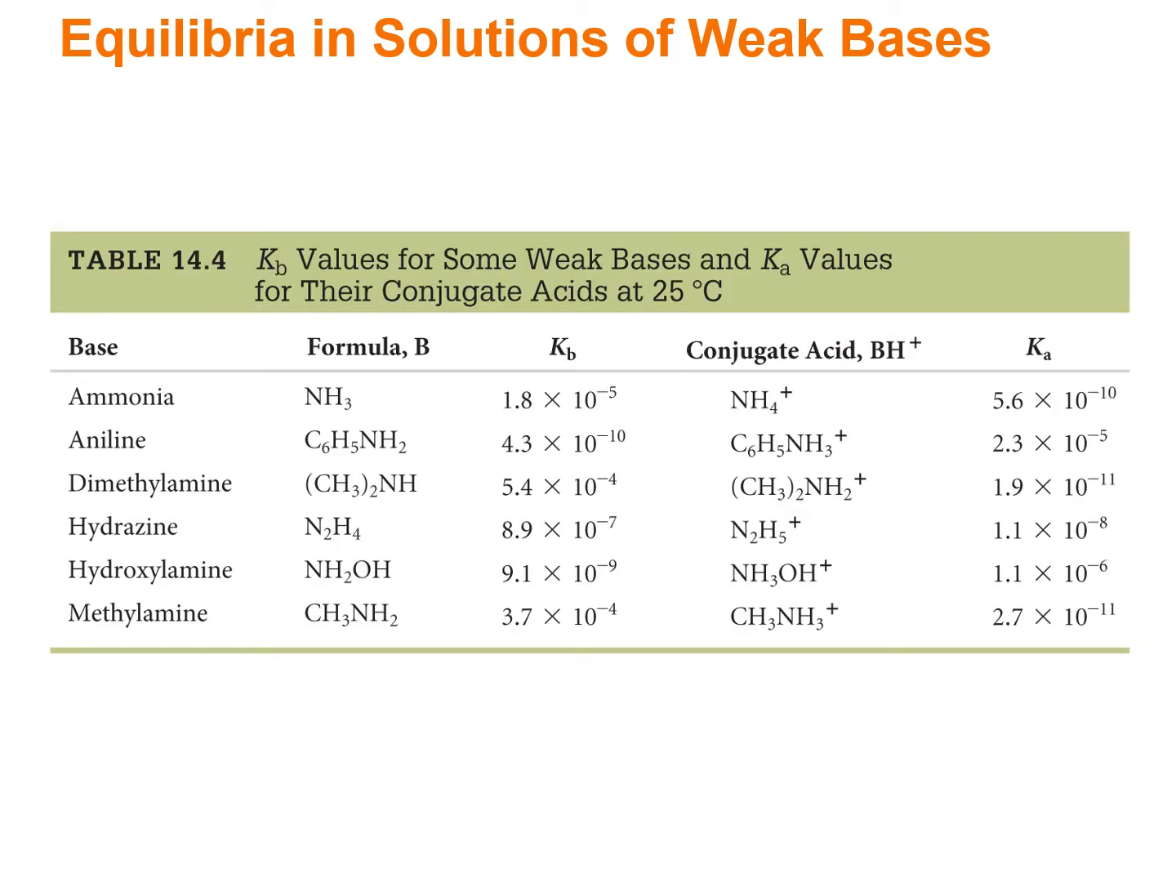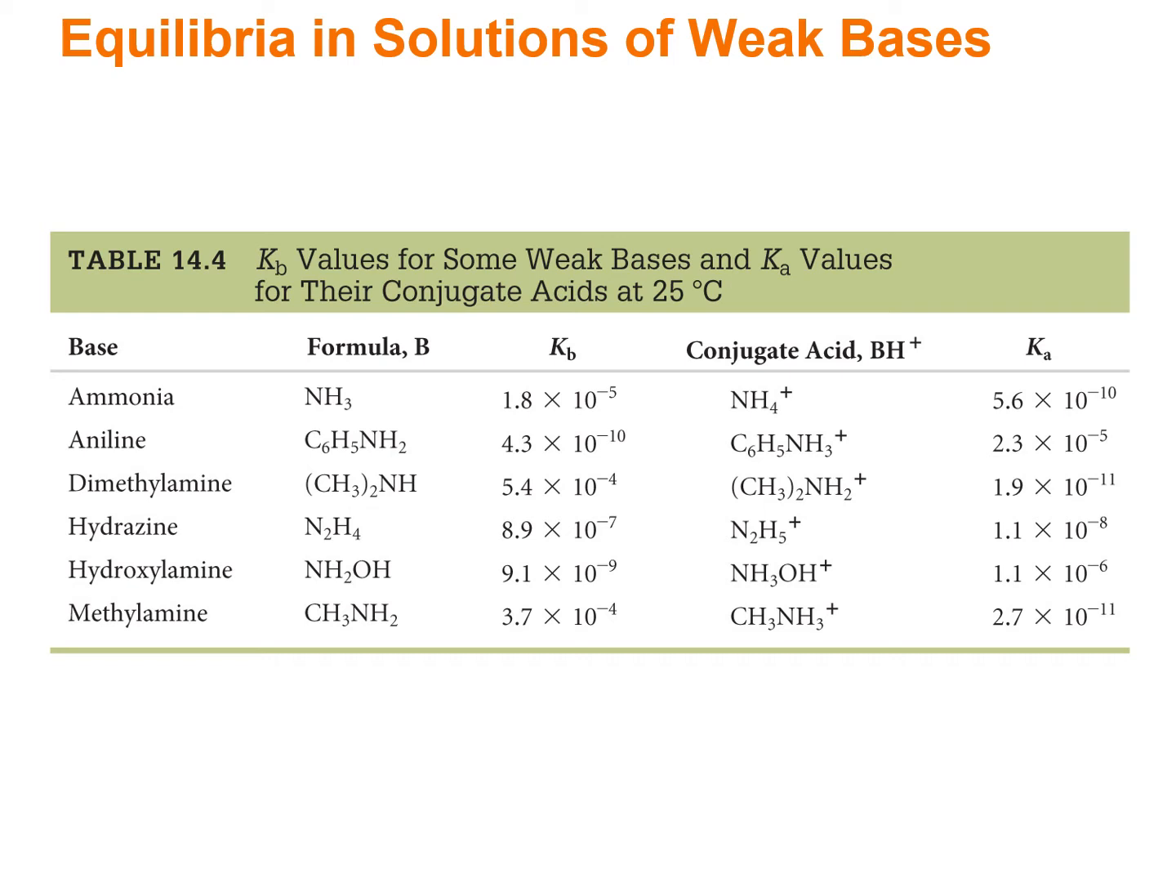If we go ahead and look at a few bases there, we have ammonia. Notice nitrogens are all over the place. Nitrogens are very common as weak bases in biological systems and all kinds of different things that we see. So ammonia, aniline, dimethylamine, hydrazine, hydroxylamine, methylamine, all those good things are all bases. And then you can see the Kas that we have there for their conjugate acids as well.